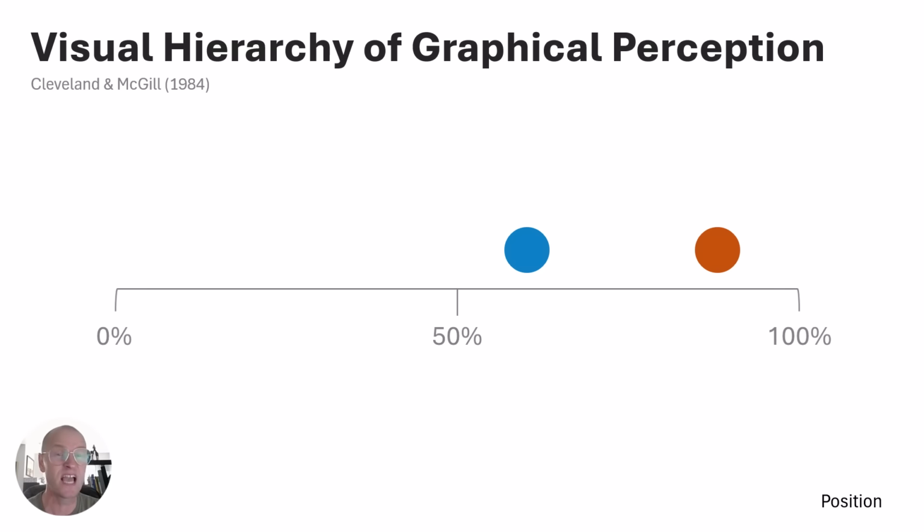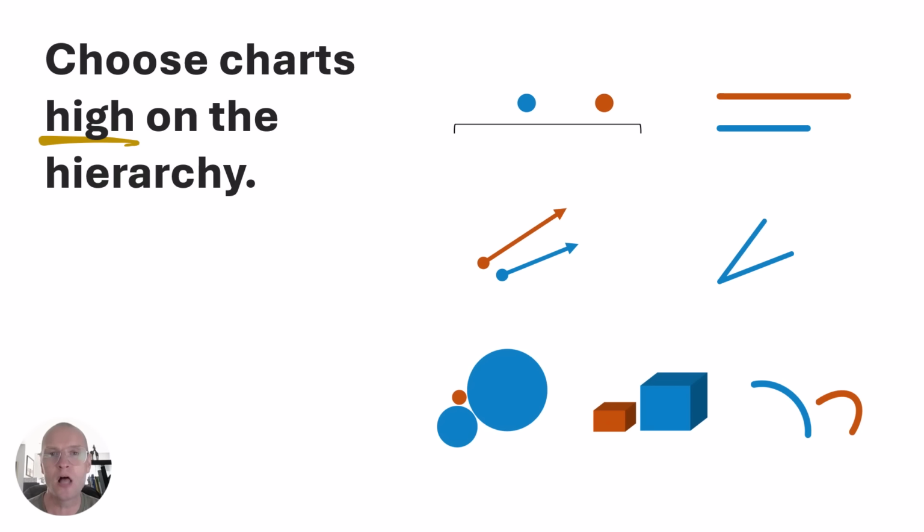And then the easiest thing for people to perceive is a point on a line. And basically this is like a dot plot, a dot along a single line. And especially when you have the axis labeled, if you have a single point on the line, that was going to be the easiest for people to estimate. So basically we think about all of those items on the visual hierarchy that we want to choose charts that are high up on that hierarchy if we want our readers to understand them intuitively.